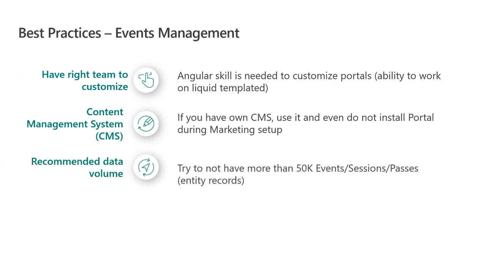And finally, by default, when you have more than 50K records in events, sessions, or passes, you may encounter some issues. It's due to the FetchXML aggregation limit. As you may know, there's a limit called the aggregation query record limit, and for several scenarios you can extend that. You can just contact our support team for getting an extension, but for performance reasons we would not recommend having more than 50K records around event sessions or passes.